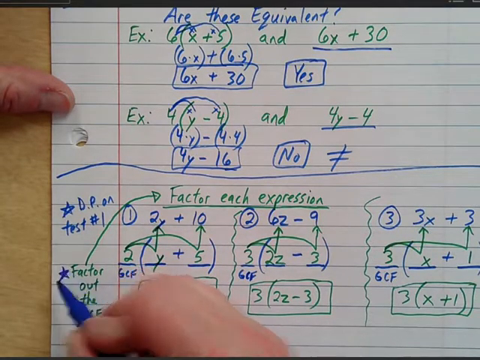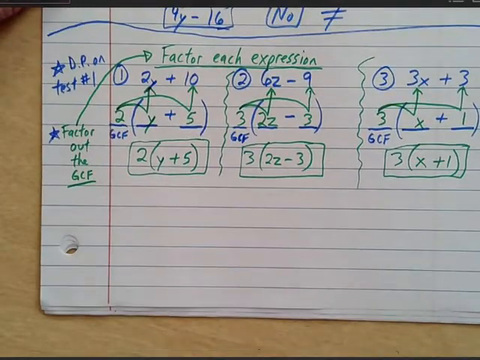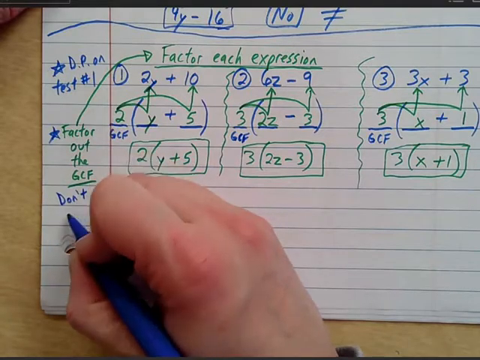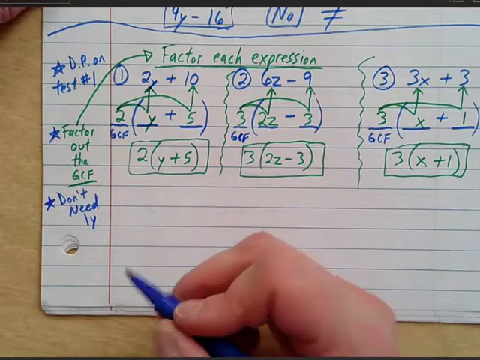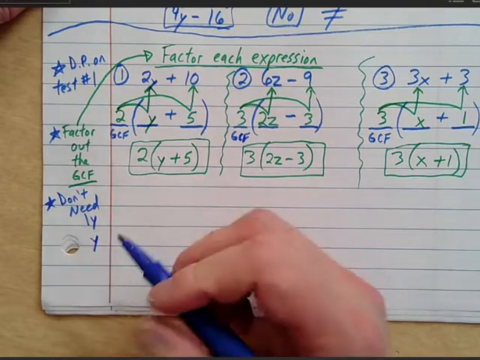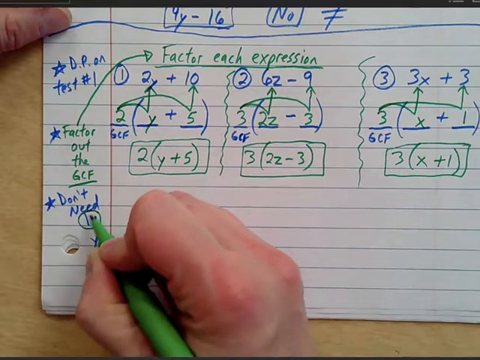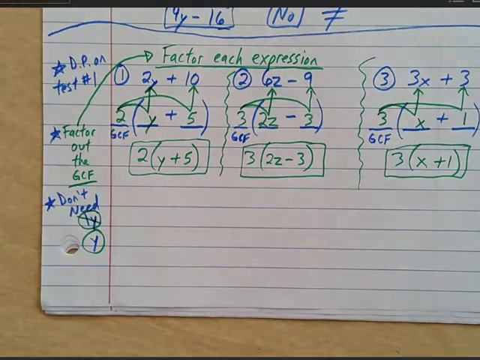And the other thing I want you to take away from these notes is that you don't need to write 1 in front of a variable. So don't need 1y. You would just write y. So we don't need 1y. I'm going to put a slash through it. We would just want y. You don't put a 1 in front.